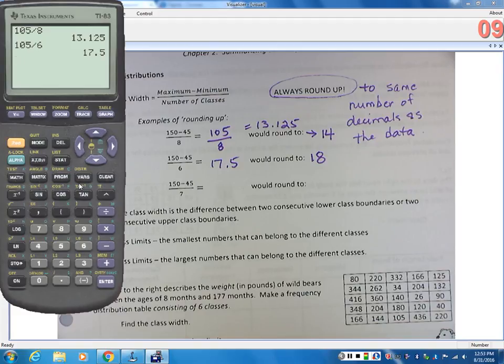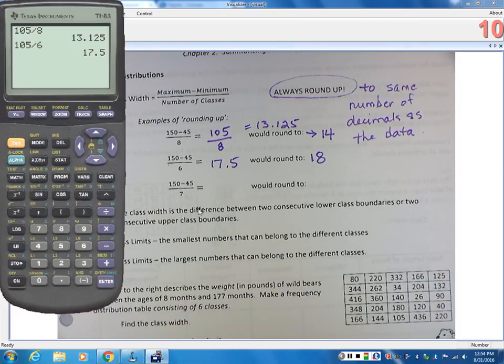Yes? I know there must be a reason that you're saying to always round up, but it's not immediately apparent to me. I will make it apparent to you in just a minute. Okay, because a lot of times students will have that question. So you do need to understand why it is that you round up, and I can show you why you need to round up. Okay?